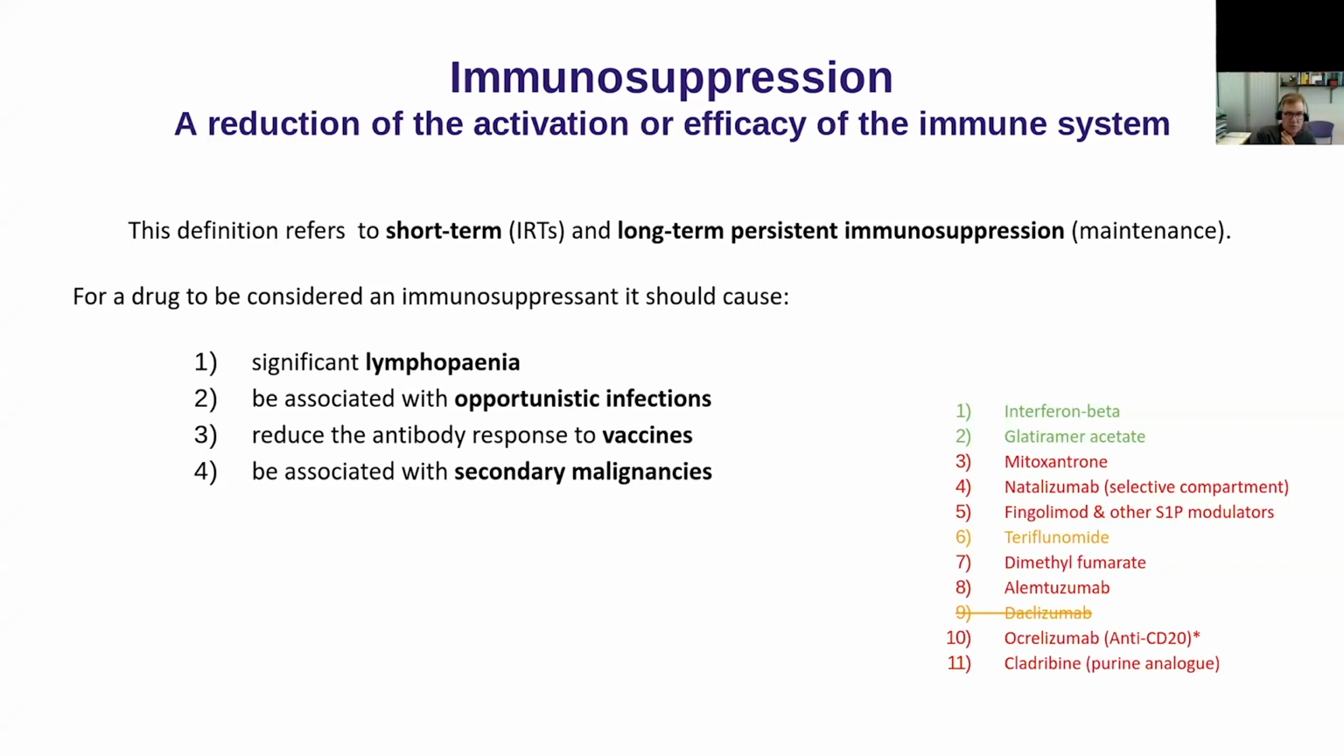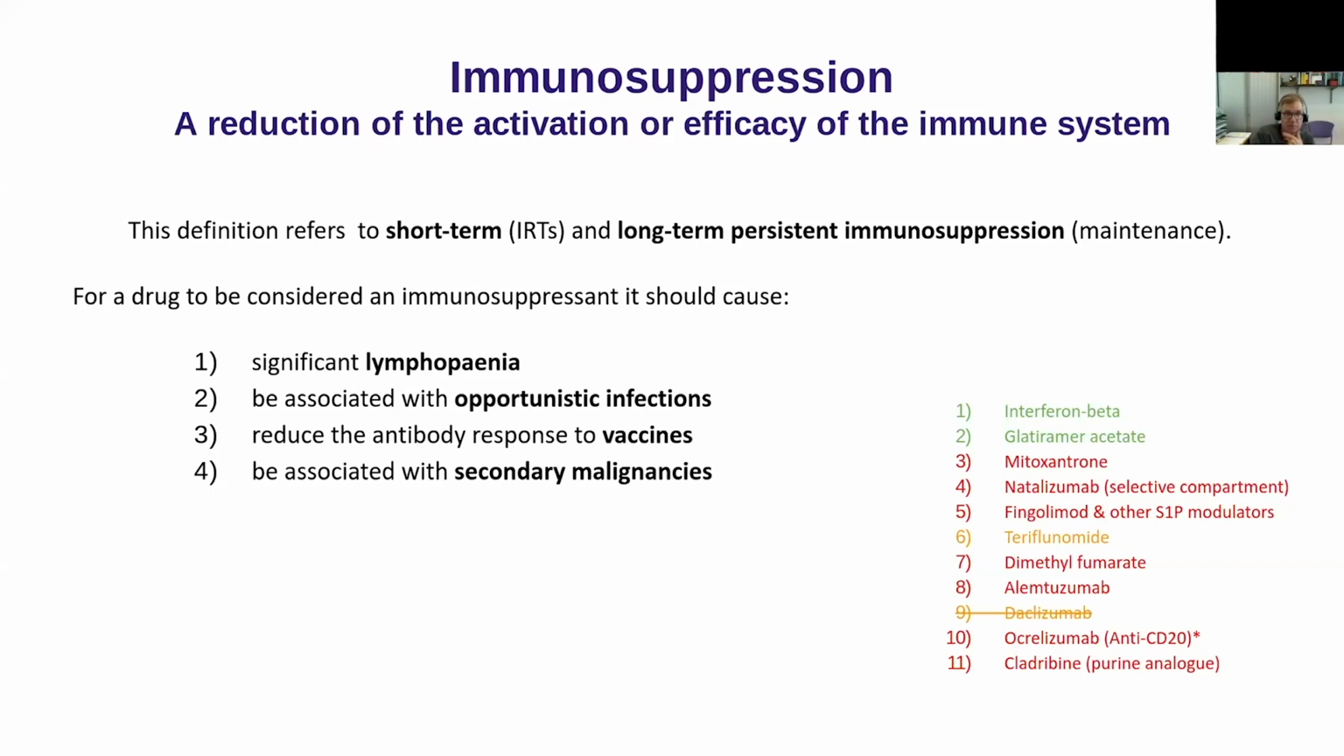Just ticking one or two of these boxes is often sufficient for the regulatory authorities to label your therapy or particular treatment as immunosuppressive. But these are the four criteria they use. Often, when the pharmaceutical industry puts in a drug for licensing, information on the last two is not available. They haven't done a vaccine study, and they don't have enough long-term data to be confident about secondary malignancies. So the call is really based on lymphopenia or opportunistic infections.